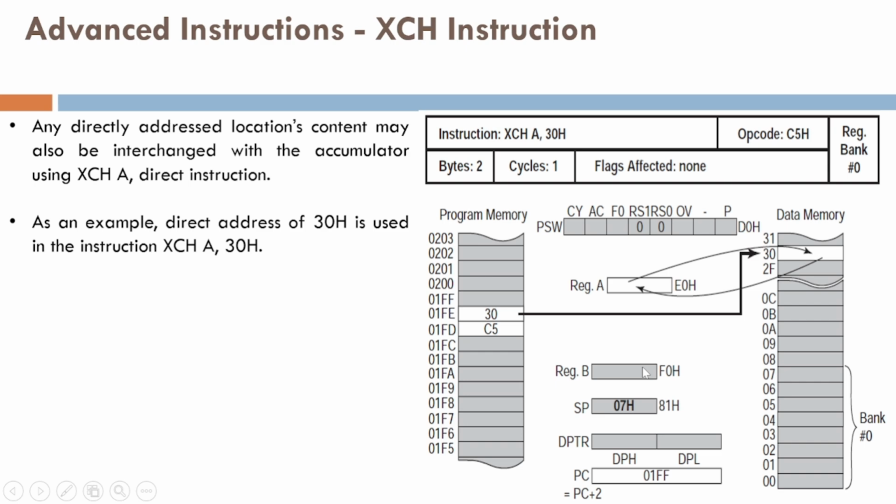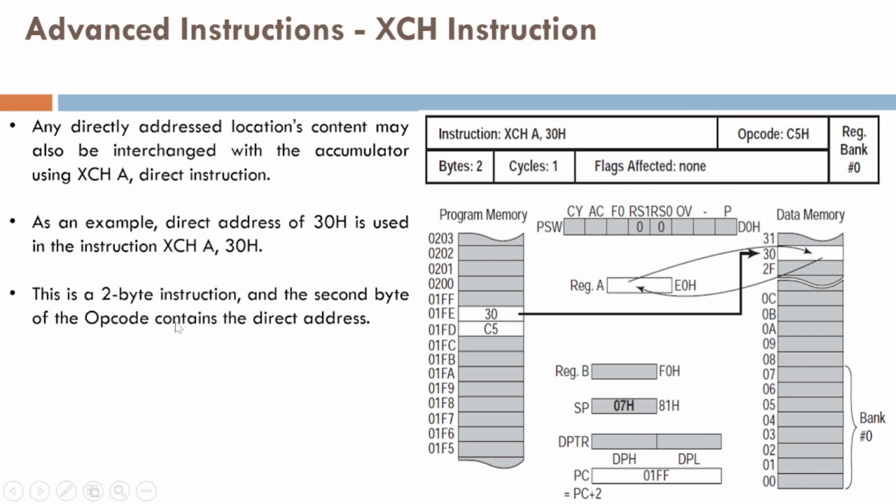In this case, we have the instruction XCH A, 30. Now it's a 2 byte instruction. To write that particular instruction in the program memory, C5 is for XCH A, and 30 is this. So we are providing the direct address of the content inside the instruction itself. In this case, the location 30 is a scratchpad area of the internal data memory.